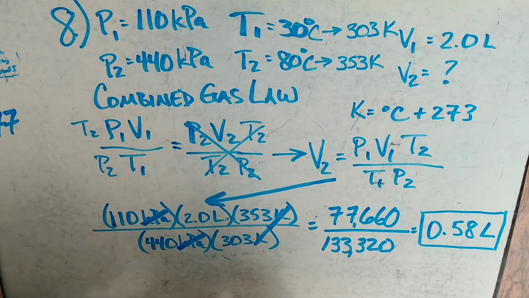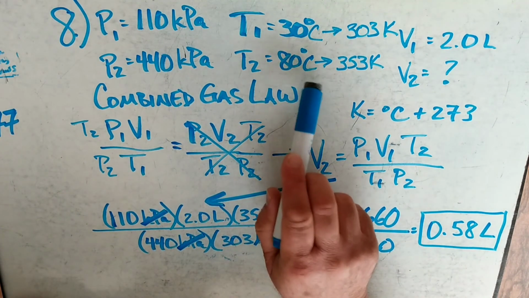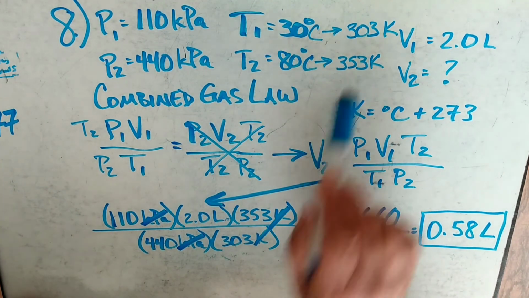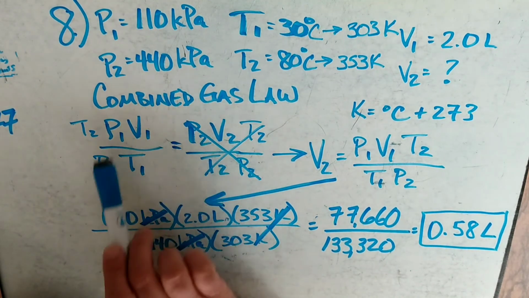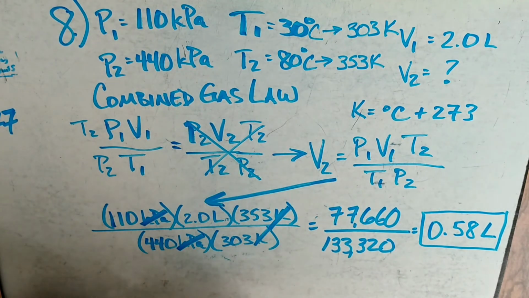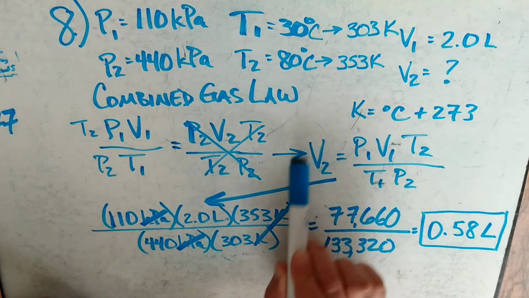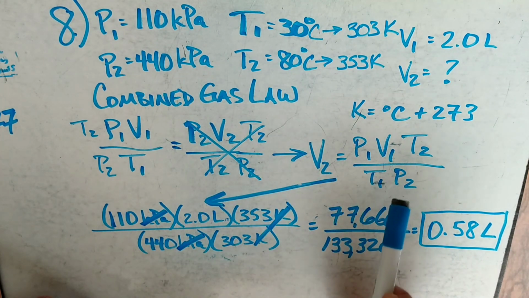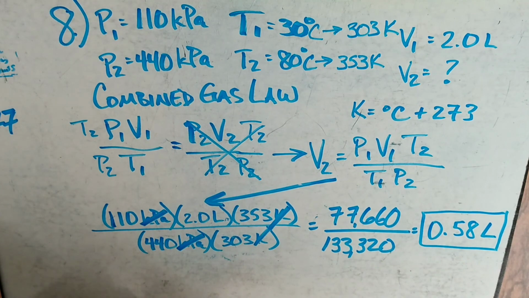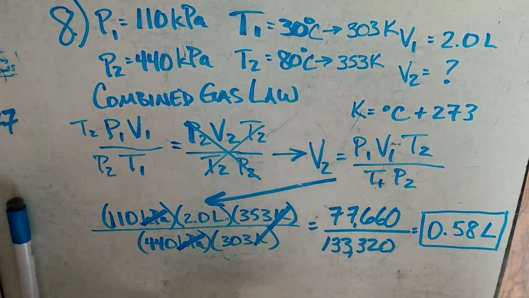But remember, there's a couple different steps here. We do have to convert from Celsius to Kelvin. We have to manipulate the formula in order to isolate the value we want, and then crunch in the numbers.